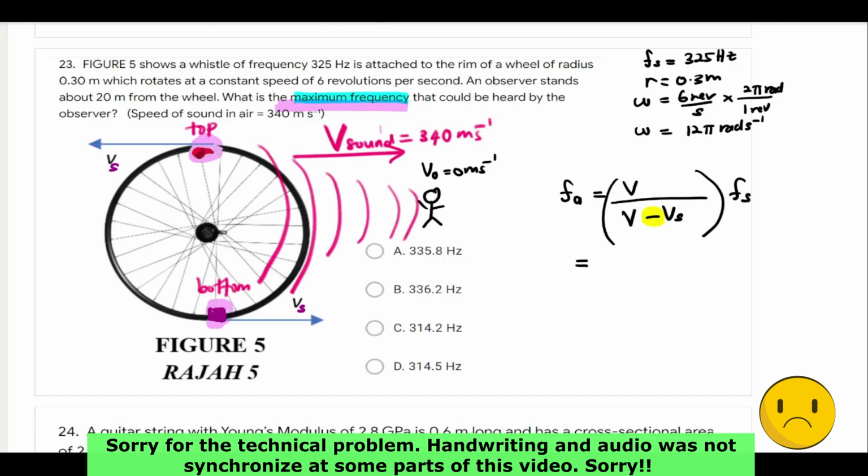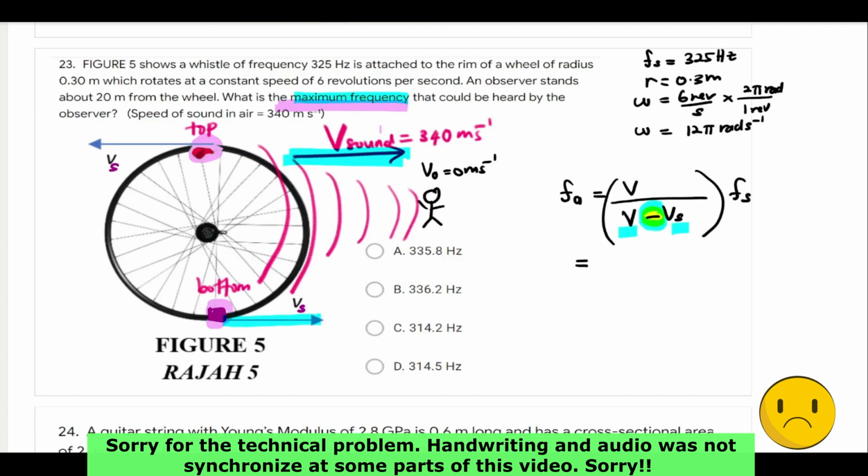So saya suka lukis V sound. Okay, V sound, direction of V sound towards the observer is to the right. Ini V of the sound. And when the whistle is at the bottom of the rim, you can see here that the direction of the V, the tangential velocity for the source, iaitu whistle tadi, also to the right. Jadi bila same direction, V dengan Vs is the same direction. Okay, saya selalu pesan bila same direction, yang bawah ini V dengan Vs, okay, yang bawah itu adalah negatif.